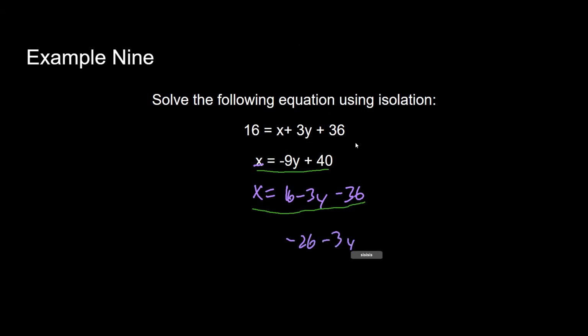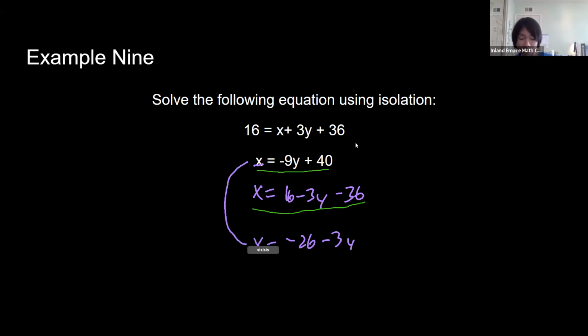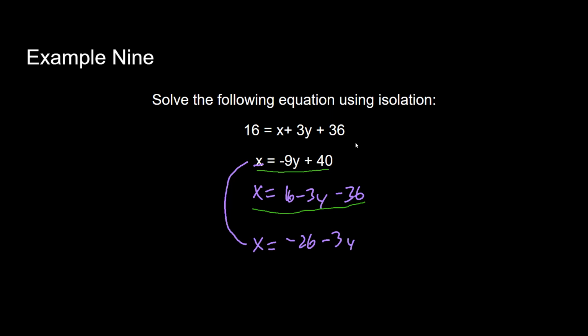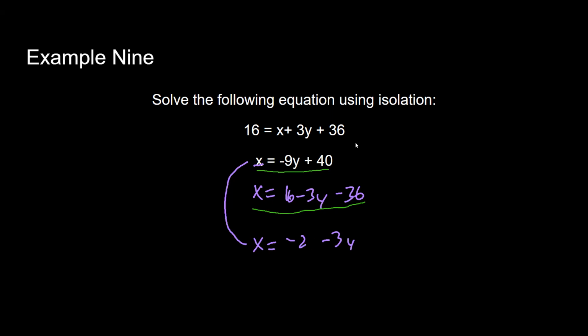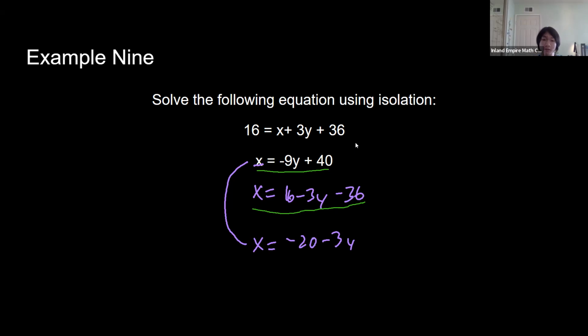But after we've done that, we want to keep in mind that x here, and we have another x here. So both of these two equations, or both of the right sides here, are equal to x. So therefore, what should they be equal to? I did my math wrong, so isn't it actually negative 20 minus 3y? Oh yeah, my bad. So now that we have negative 9y plus 40, and we have negative 20 minus 3y, they're both equal to x.